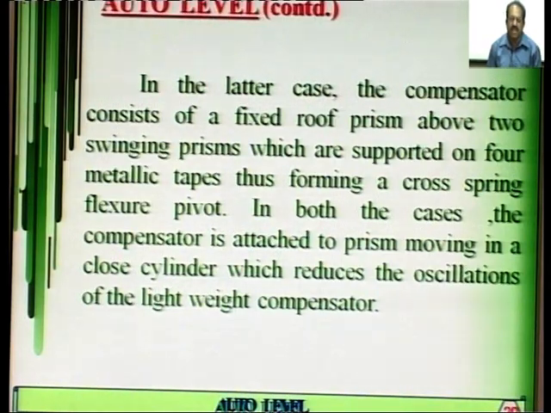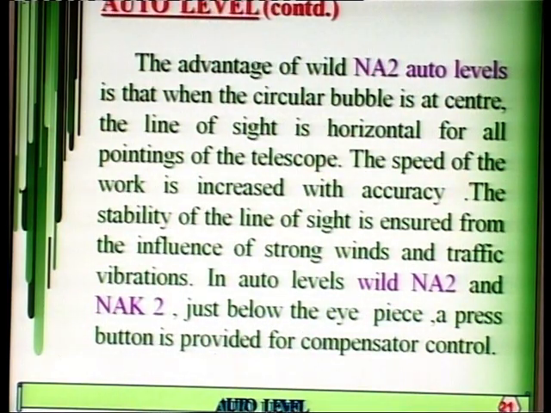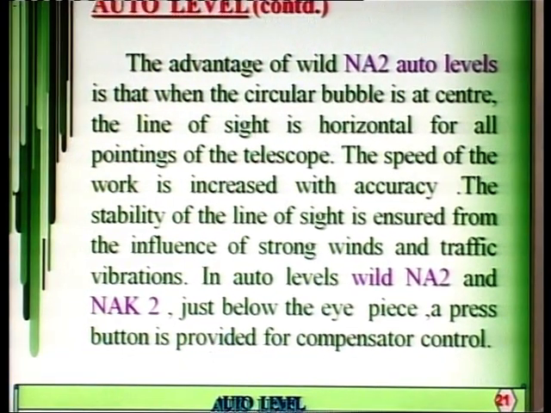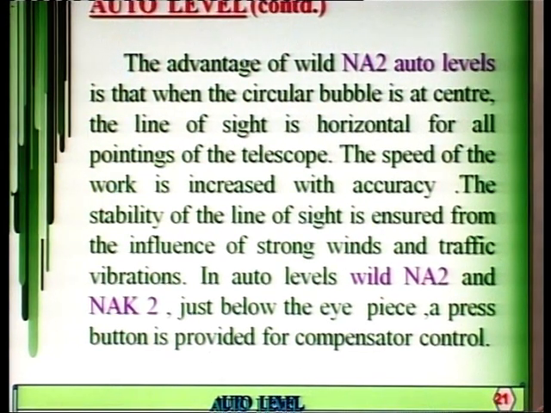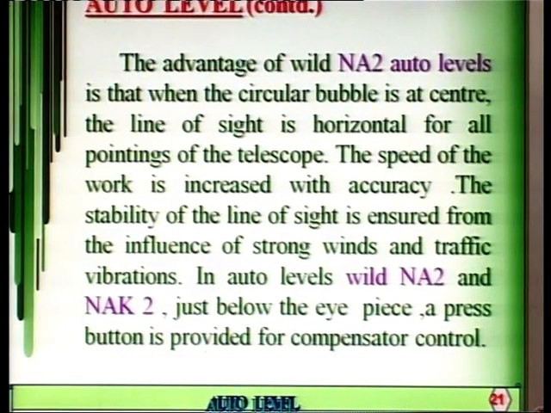In the latter case, the mechanical compensator consists of a fixed roof prism above two swinging prisms which are supported on 4 metallic tapes, thus forming a cross spring flexor pivot. In both cases, the compensator is attached to a prism moving in a closed cylinder which reduces the oscillations of the lightweight compensator. The advantage of the Wild NA2 auto level, manufactured by Nikon, is that when the circular bubble is at the center, the line of sight is horizontal for all pointings of the telescope.